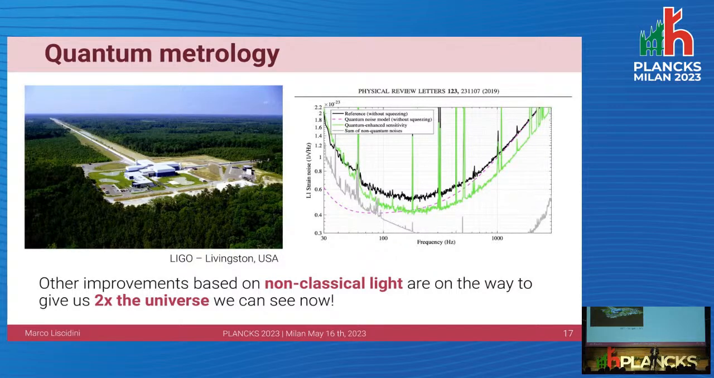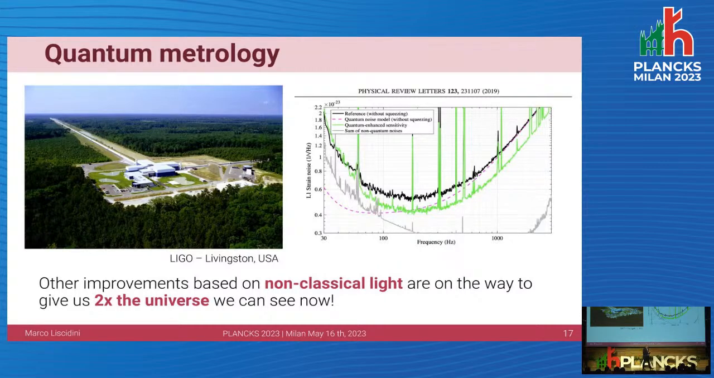Now, in 2019, they upgraded this interferometer using non-classical light, not simple classical light like a laser, but non-classical light. And why did they do that? Because if you use non-classical light, you can improve the signal-to-noise ratio by decreasing the level of noise. And these are the results that were published 3 years ago.